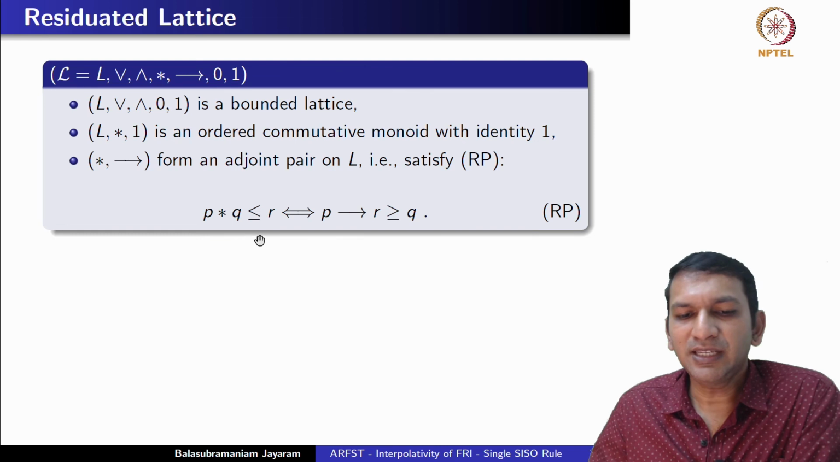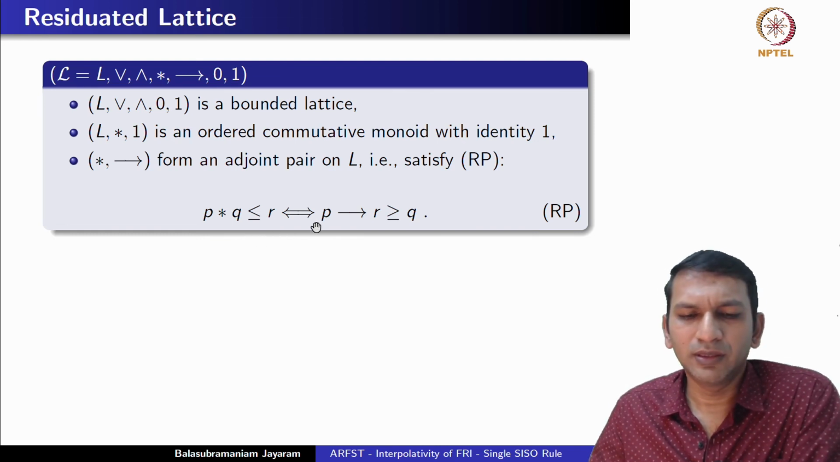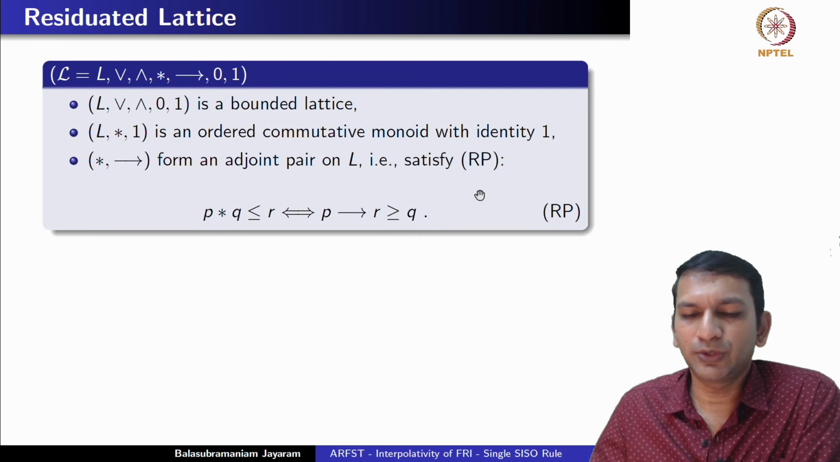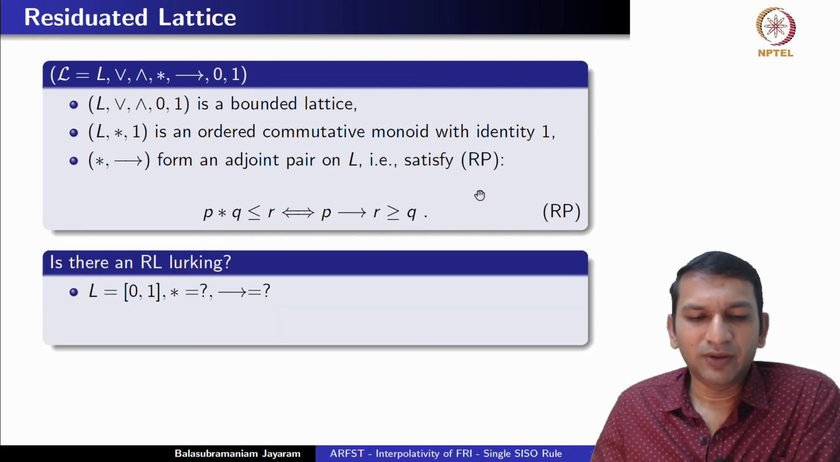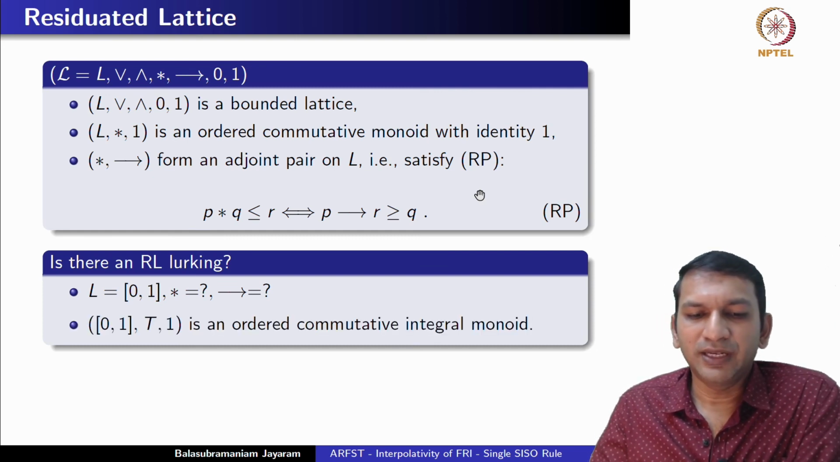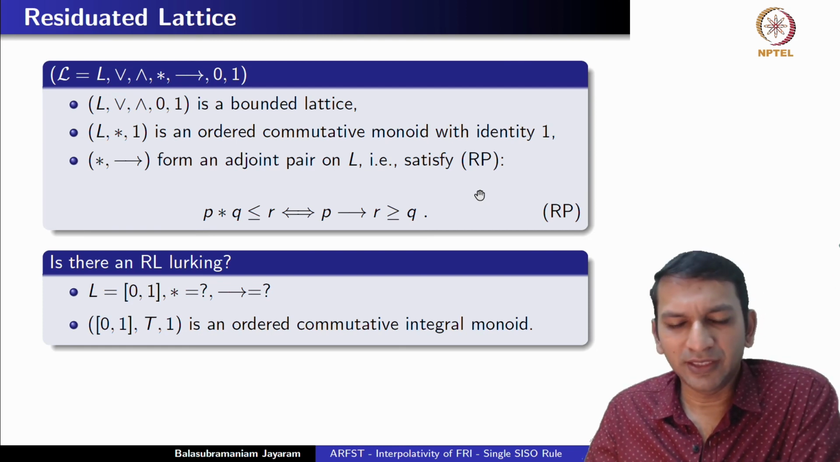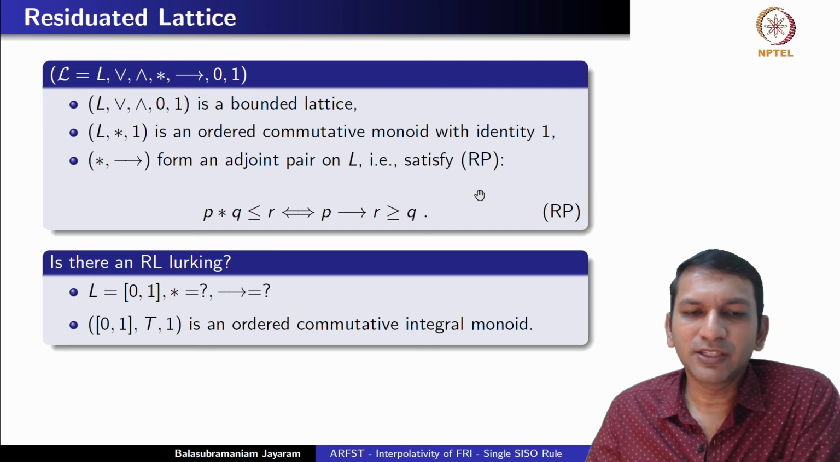That means they satisfy this particular equivalence condition. Whenever P star Q is less than or equal to R, then P arrow R is greater than or equal to Q. Now, we have seen that if we take L to be [0, 1] and star to be a T-norm and implication to be the corresponding R-implication, we can obtain a residuated lattice.